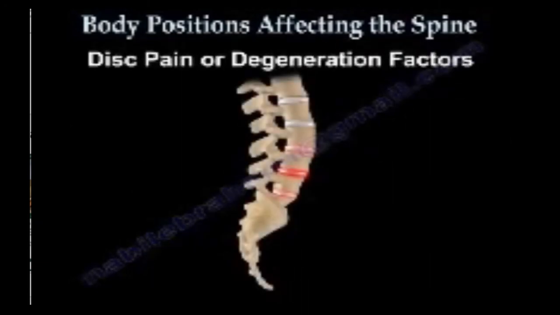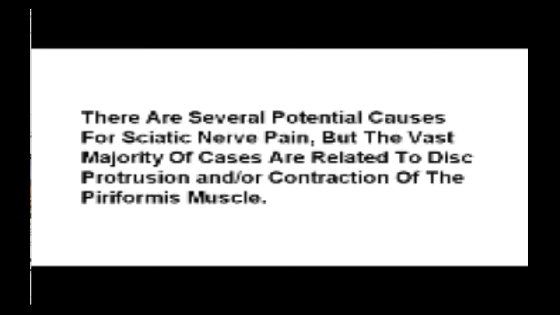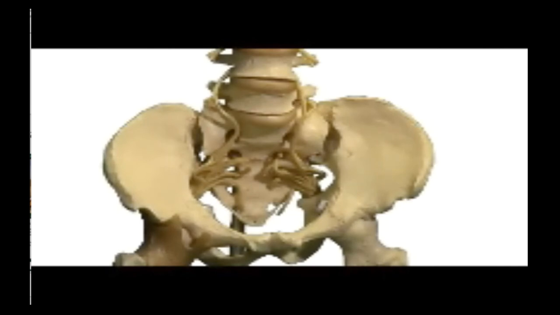Factors which may contribute to pain or degeneration within the lumbar spine. There are several potential causes for sciatic nerve pain, but the vast majority of cases are related to disc protrusion and/or contraction of the piriformis muscle. To give you a better idea of how disc protrusions and the piriformis muscle can cause sciatic nerve pain, let's take a look at the anatomy.